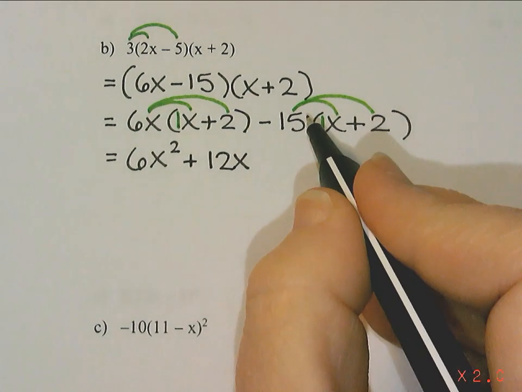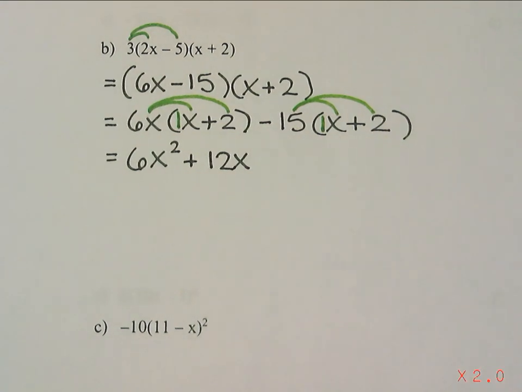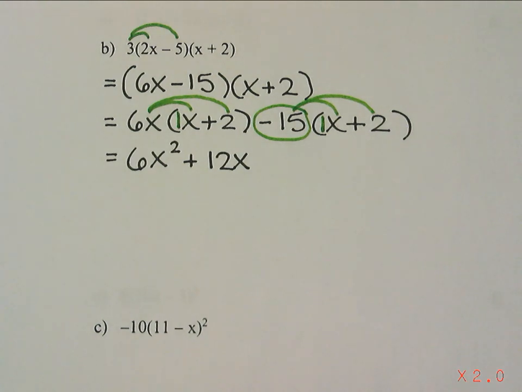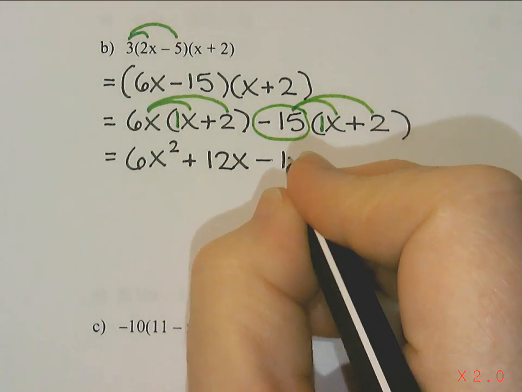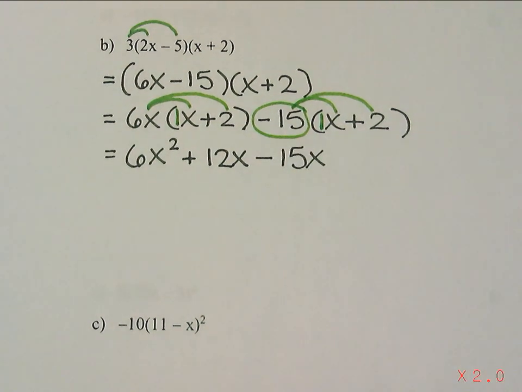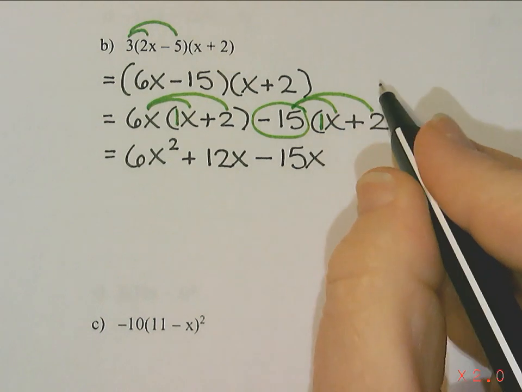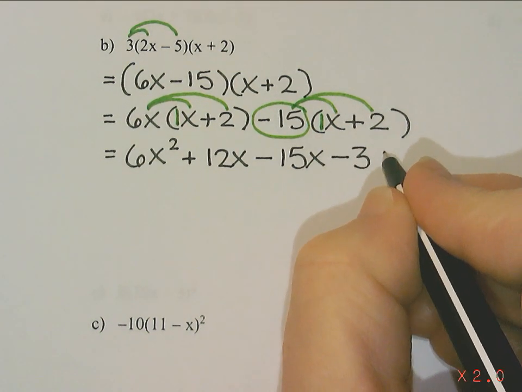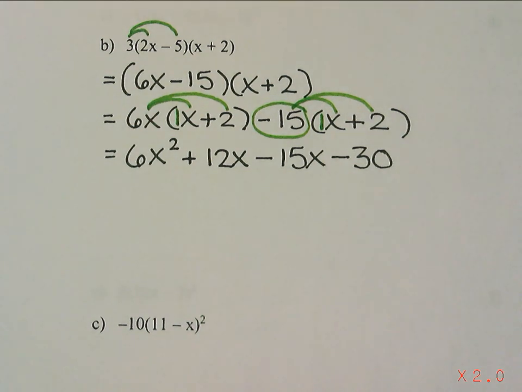All right, when we do this part, we're multiplying by negative 15, so both the negative and the 15. So negative 15 times positive 1 is negative 15, and then there's just the 1x. And then negative 15 times positive 2 is negative 30. So I have 6x squared plus 12x minus 15x minus 30.